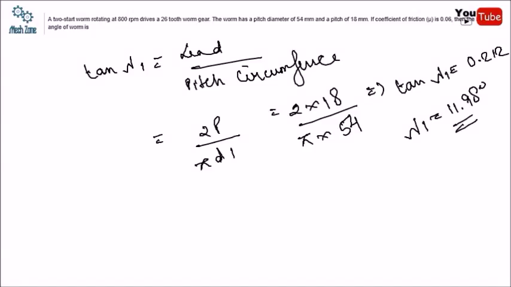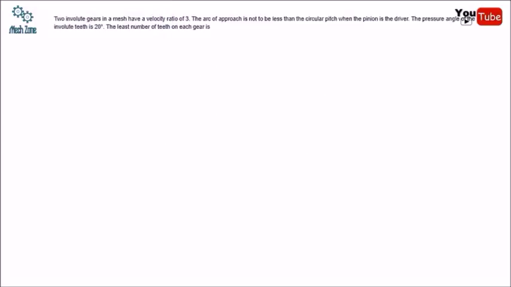Now we will attempt the next question. This question is also from the same pattern, that is of gears. We have two involute gears in mesh having a velocity ratio of 3. The arc of approach is not to be less than the circular pitch when the pinion is the driver. The pressure angle of the involute teeth is 20 degrees. The least number of teeth on each gear is.